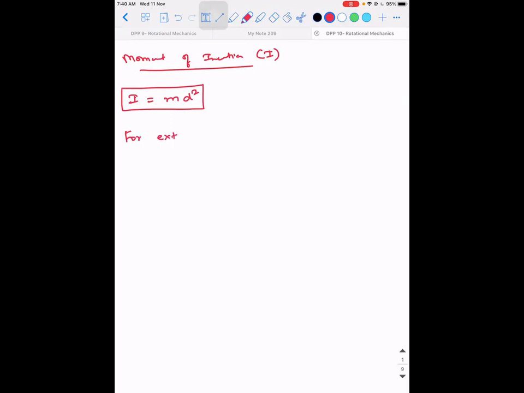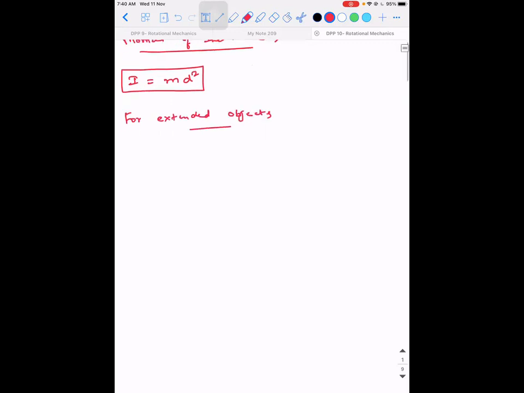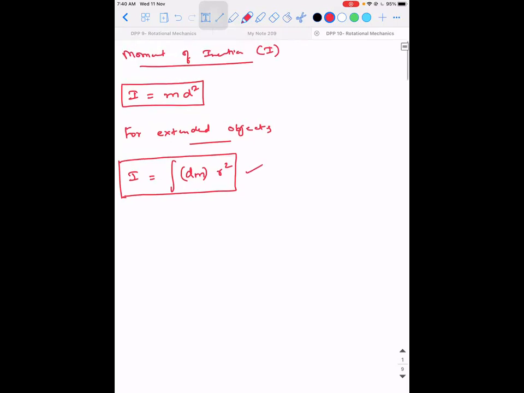For extended objects, what is going to be the value? I will be equal to integral of dm into r square, right? So just like how we solve problems based on any other concept in physics, we need to do the same thing. Define its density, then we have to find its mass and all those things, right? So integral of dm into r square is going to give us the moment of inertia for extended objects with proper limits.